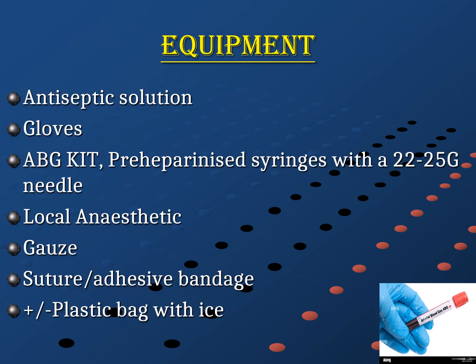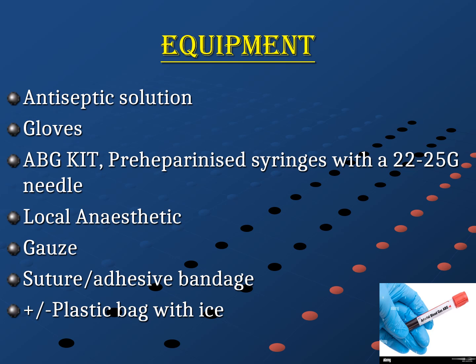The equipment needed for an ABG arterial blood gas test. 1. Antiseptic solution, to clean and disinfect the skin. 2. Gloves, to prevent infection and ensure a sterile procedure. 3. ABG kit, a specialized kit containing the necessary equipment for the test. 4. Preheparinized syringes, syringes with a small amount of heparin to prevent blood clotting, and a 22 to 25 G needle for puncturing the artery.